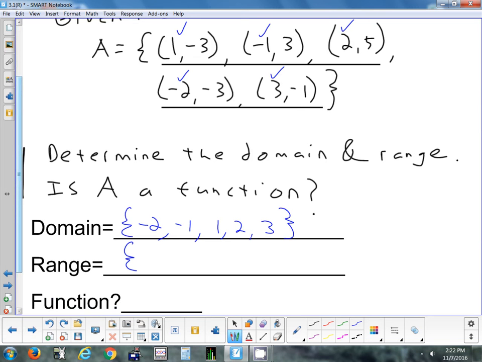Anyone think they can give me the numbers in the range? Or even just, if you're not sure of all of them, maybe just give me a couple numbers. Yep, Eastley's. All right, I see actually a couple of those. But remember, you don't have to write it twice. Just write each number once. So we got the negative 3. What else? Okay. Negative 1. Okay, what else? 3 and 5.